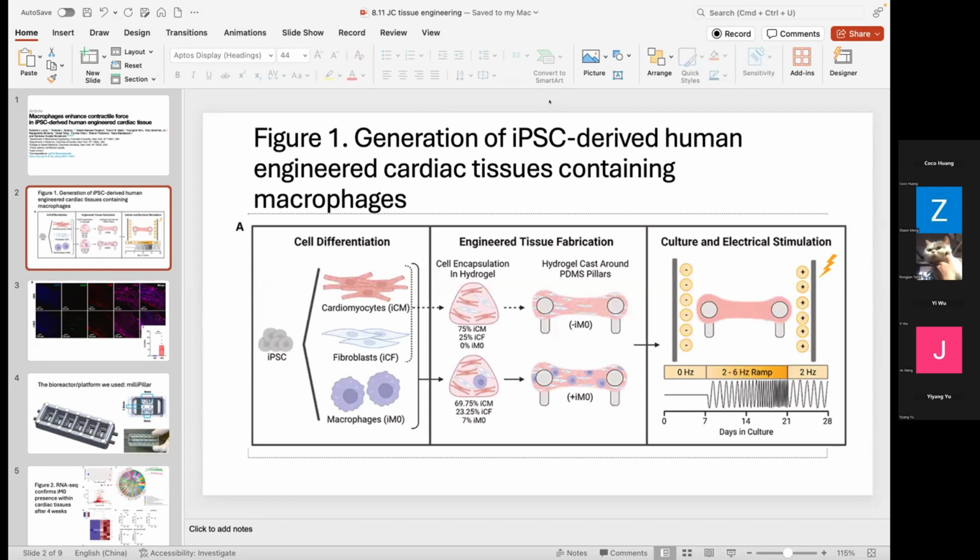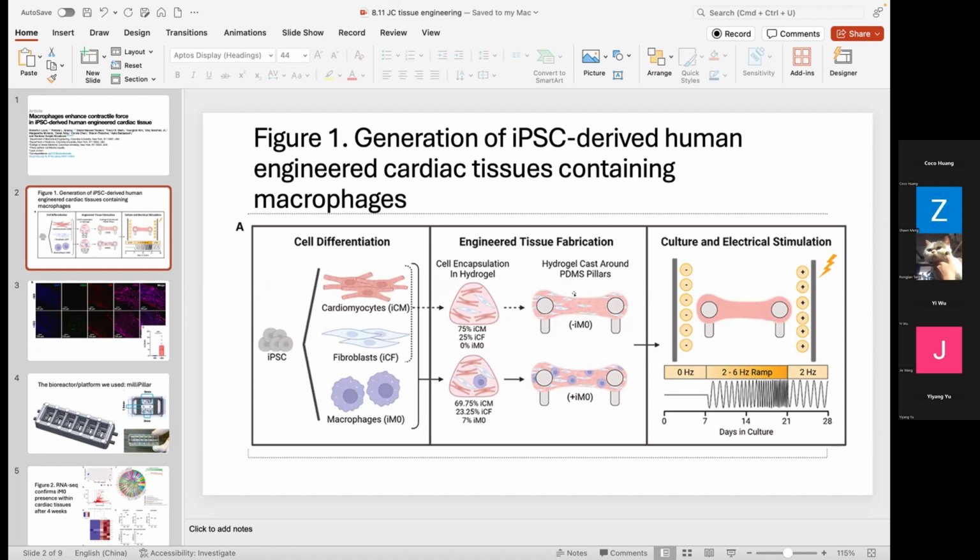So how do we develop the tissue model? The first step is cell differentiation. We have induced pluripotent cells, and then we add different growth factors, as mentioned before in the introduction, to differentiate them into cardiomyocytes, fibroblasts, and macrophages. Then we put them into a scaffold. In cardiac tissue, we use hydrogel as the scaffold. Then we combine all of the cells together and let them grow into a tissue.